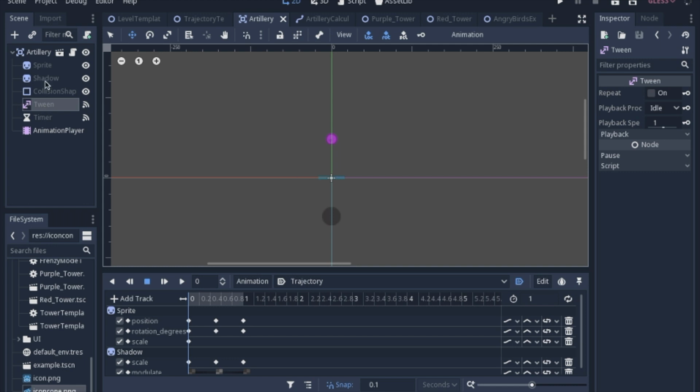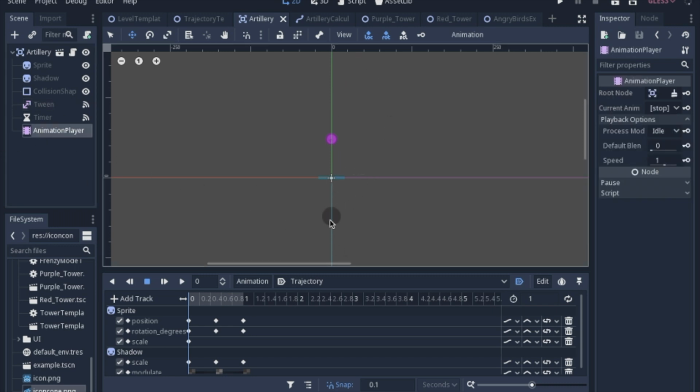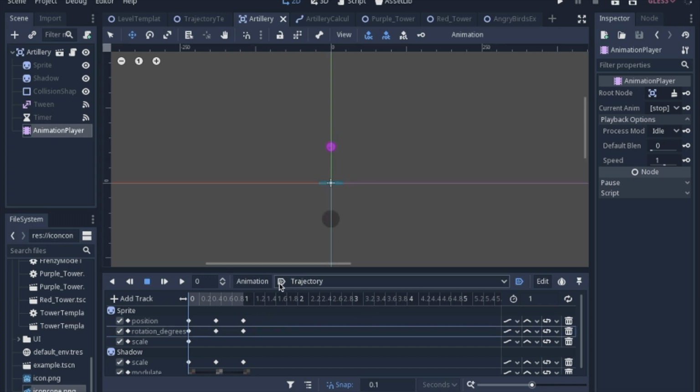So the tween is going to move this entire node or object directly at the target, and the animation player is actually going to be the one that makes the projectile move up and do a fake trajectory. And the animation player will change the shadow a little bit. It's going to get a little bit bigger and lighter as the ball moves up, and when it comes back down, it'll get darker.